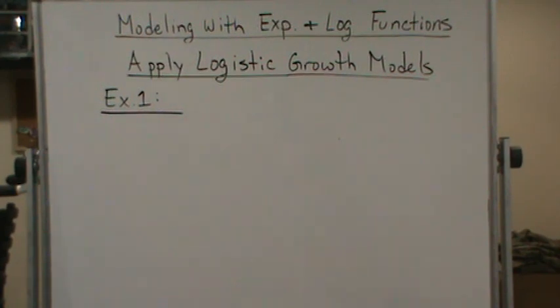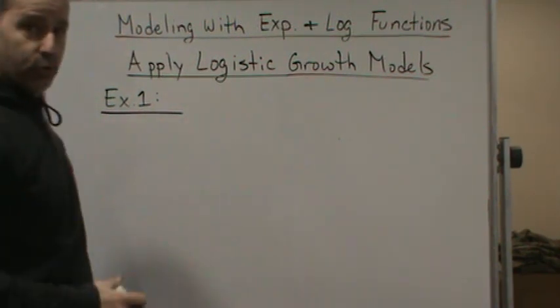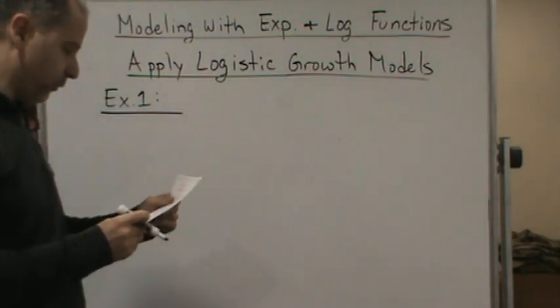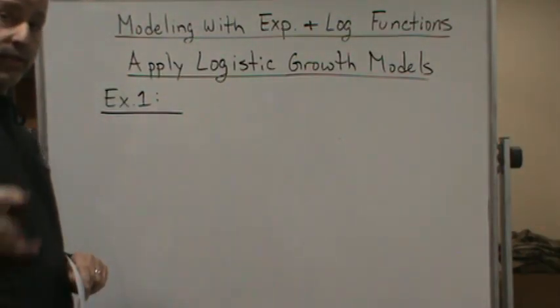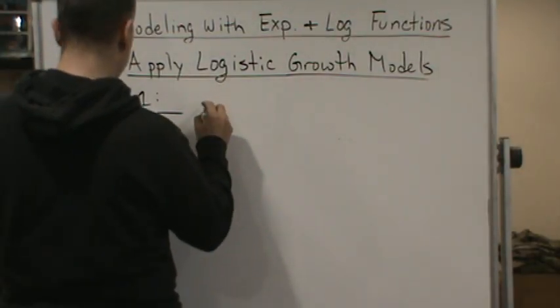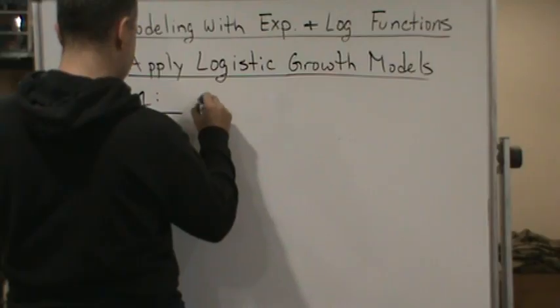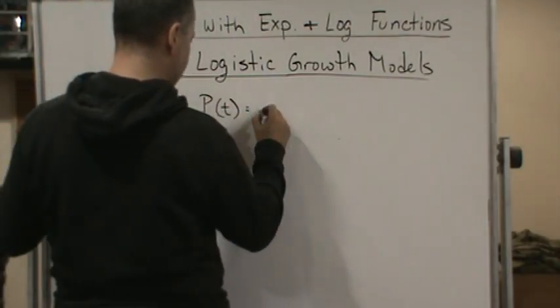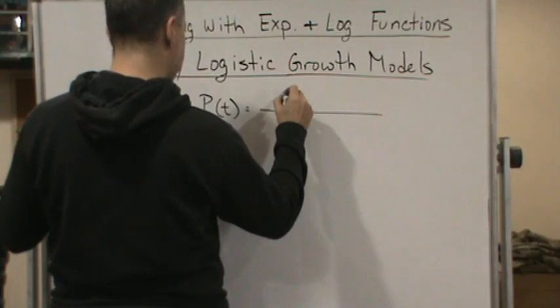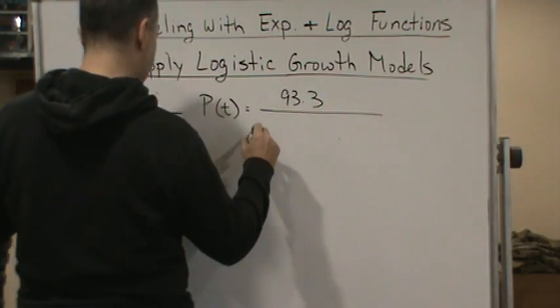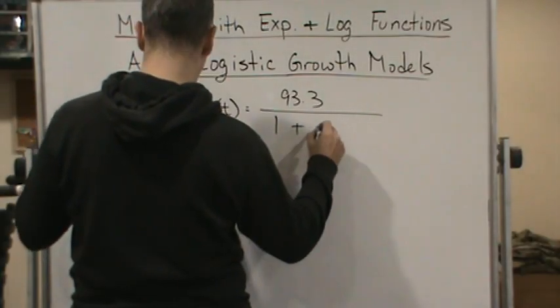All right, welcome back. Now, let's do an example of using a logistic growth model, and we're going to use the California example that we used before when we modeled it using an exponential model. So let's say this is the model we're going to use, and this is the logistic growth model. Let's say the population of California is based on this growth model. Let's say the carrying capacity is 93.3 million, and this will be the denominator.